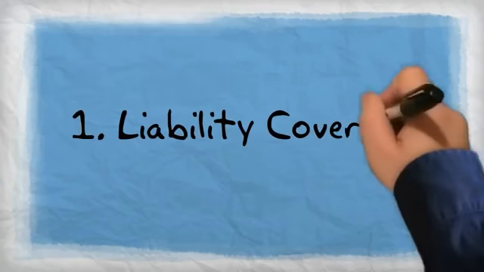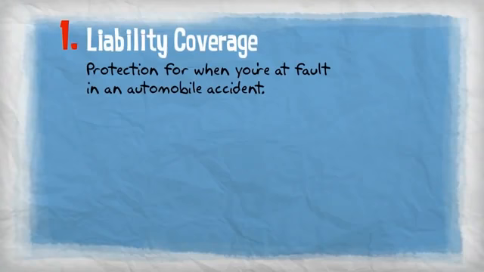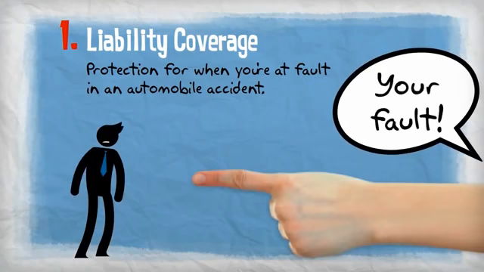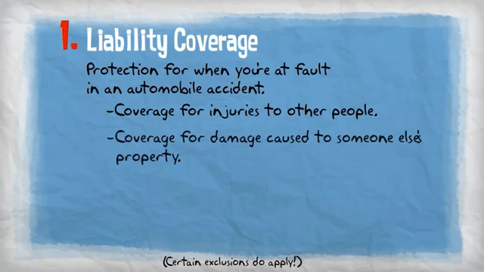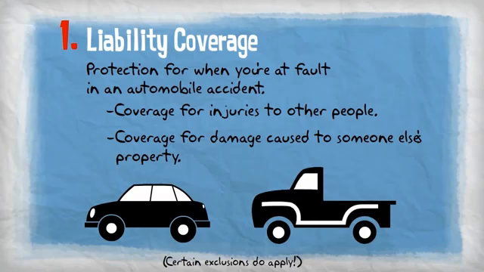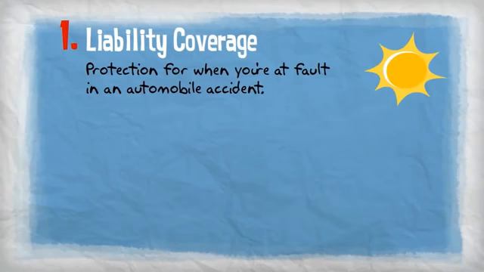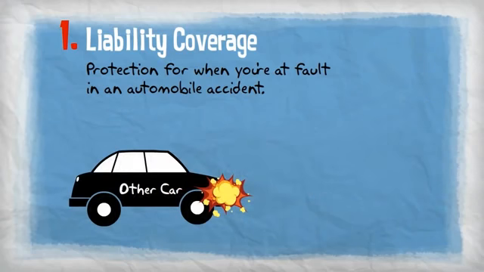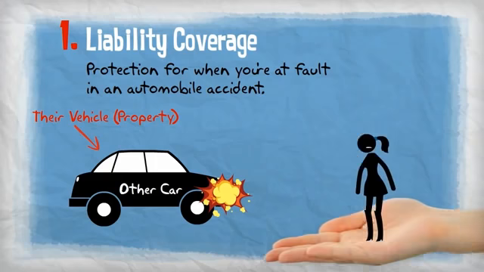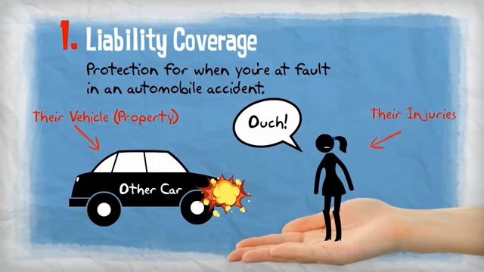Liability coverage. Liability coverage provides you with the coverage you need in the event that you're at fault in an automobile accident. This coverage offers 2 types of protection: coverage for injuries to other people and coverage for damage to someone else's property while you or a family member are operating any automobile. So, if you accidentally hit someone else's car and injure the other driver, your liability coverage would pay for not only the covered damages to their vehicle, but also for the medical expenses related to their injuries.